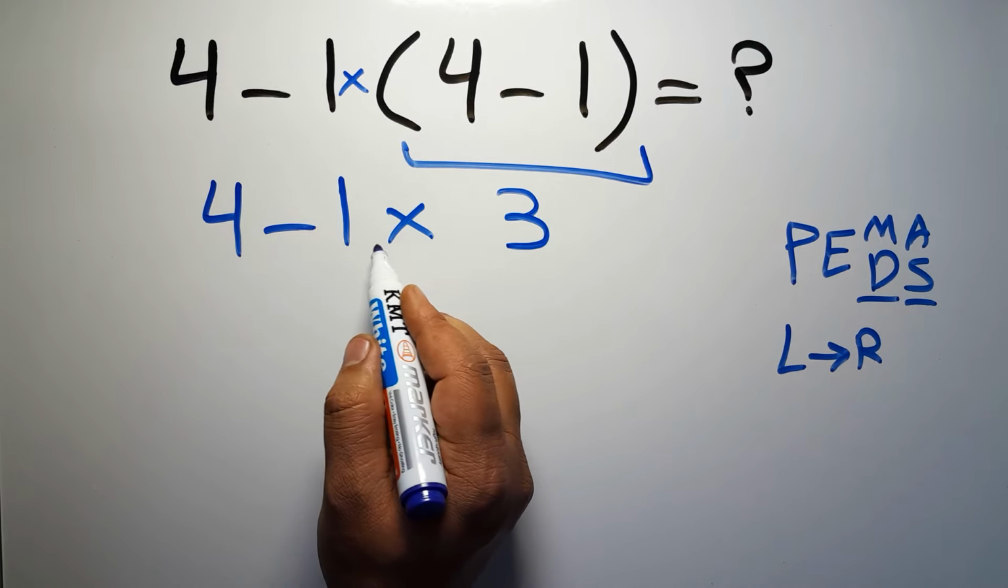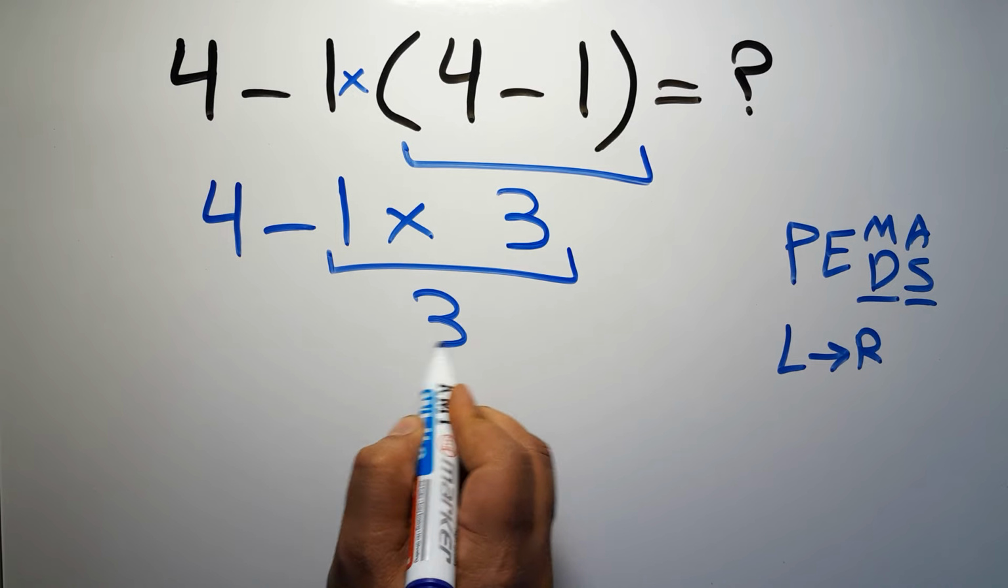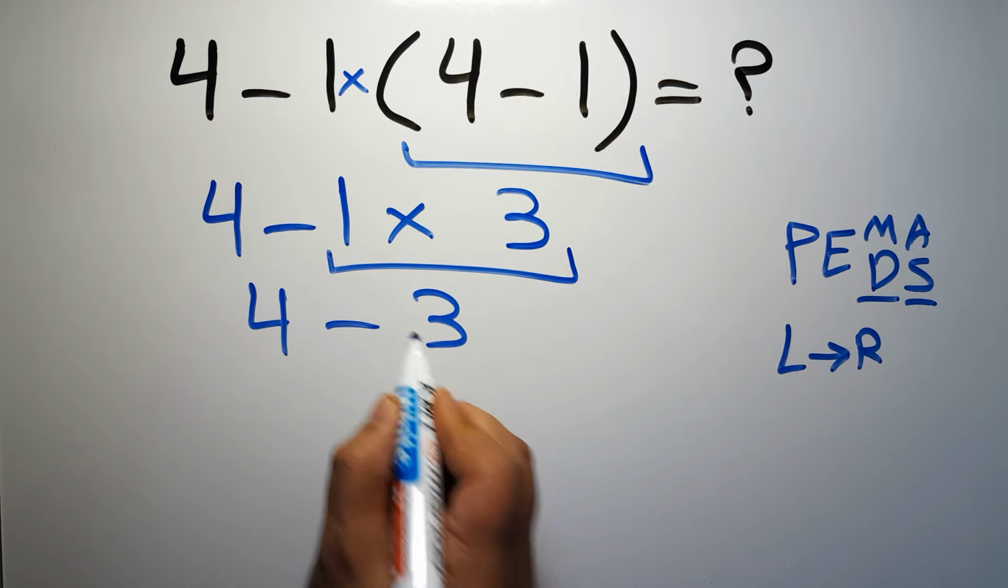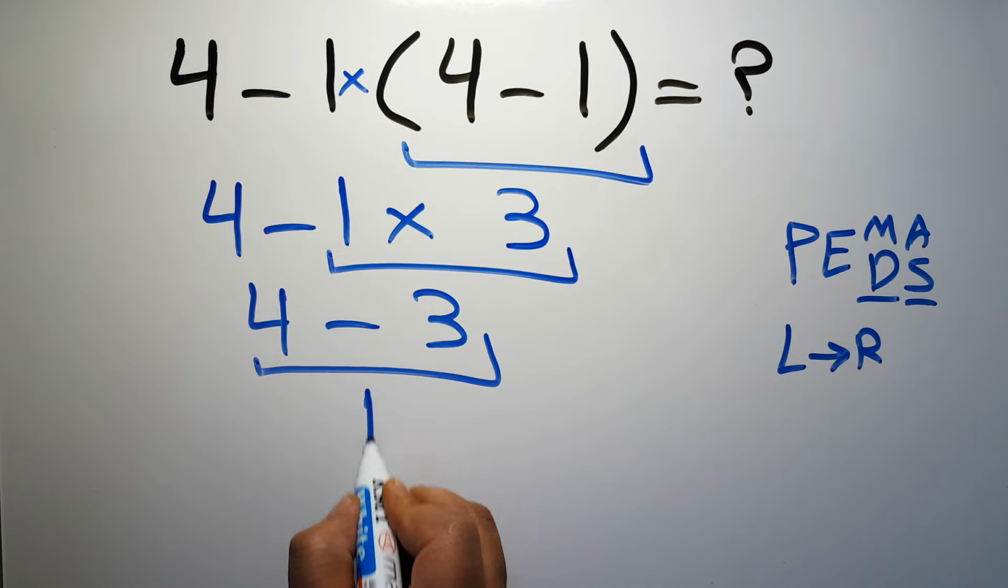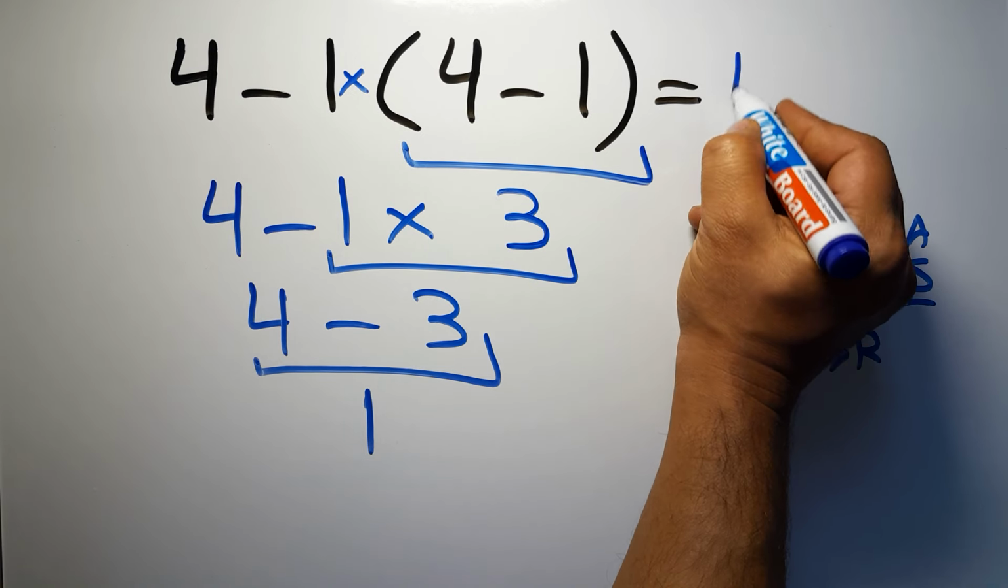So here first we have to do this multiplication. 1 times 3 is just 3. So 4 minus 3, which equals 1. And this is our final answer to this problem. The correct answer is 1.